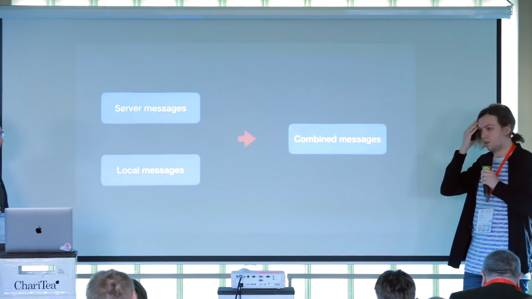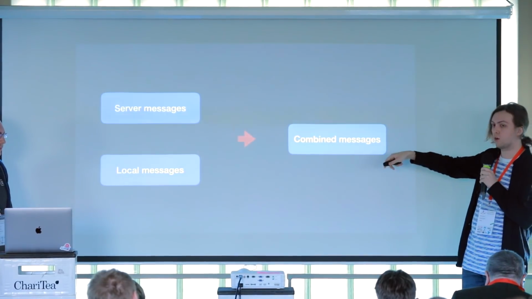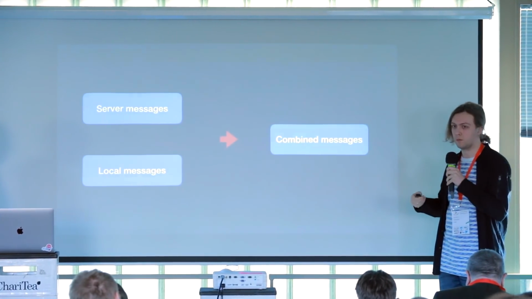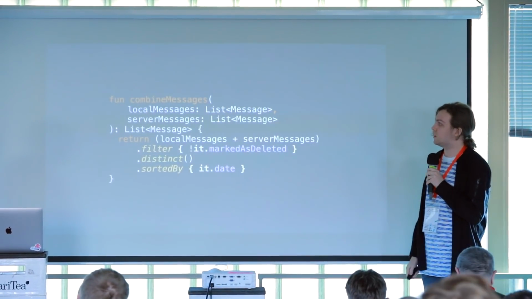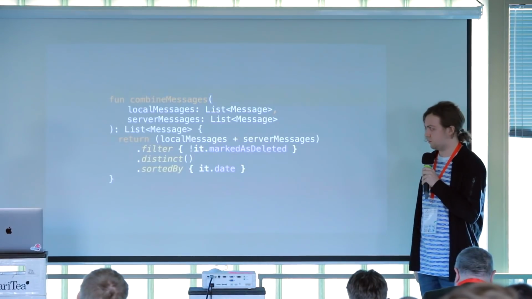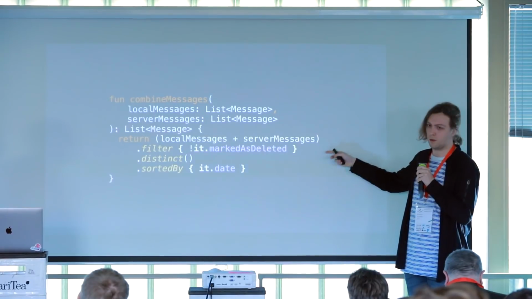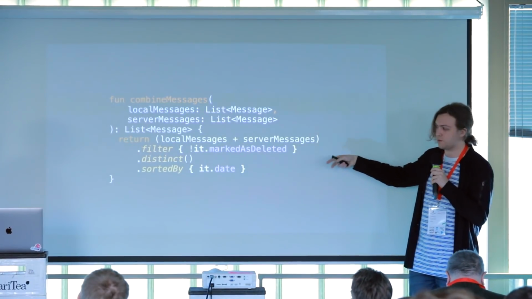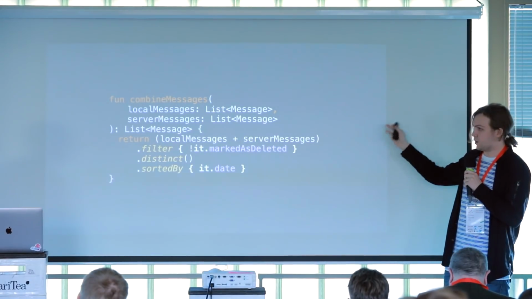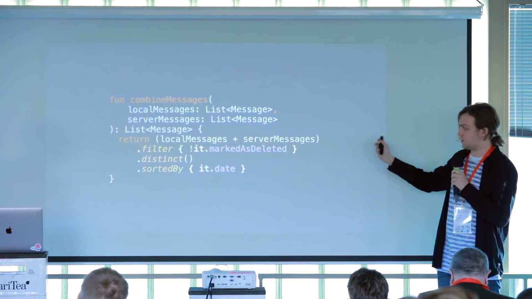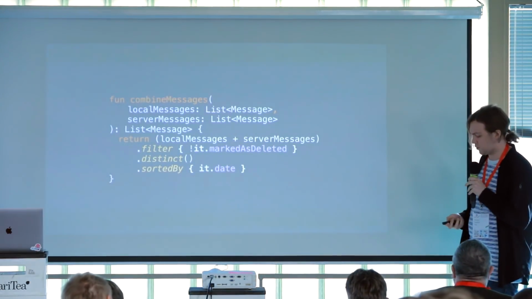The second interesting part is that we have messages from the server, we have local messages, and we want to somehow combine them. Again, we write a function, combine messages, which takes two lists and does exactly the same logic. Well, I'll be fair, I just copied and pasted it from the class before. And it does some magic for filtering out stuff, making it distinct, sorting it by whatever. I mean, it depends on your application, obviously.